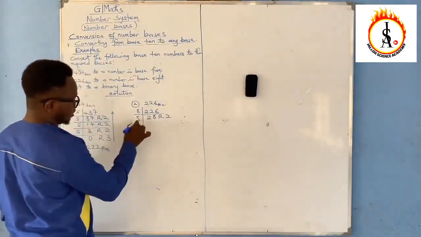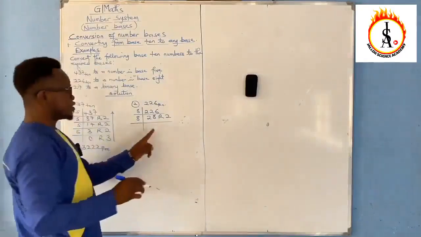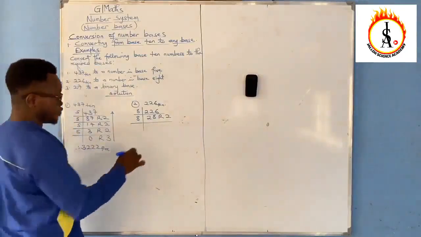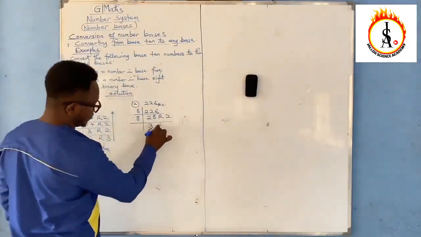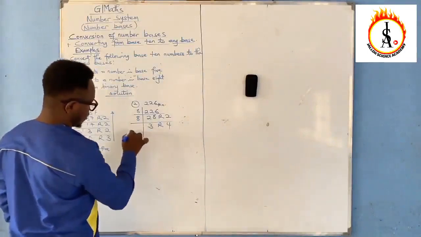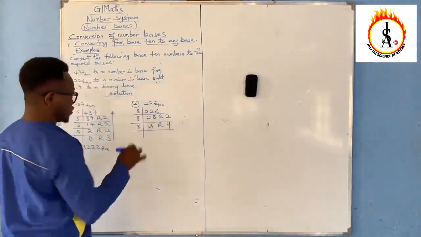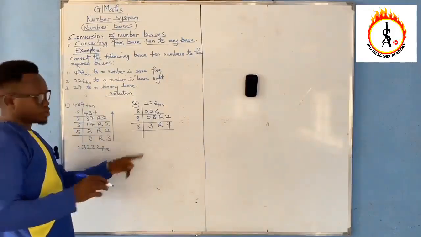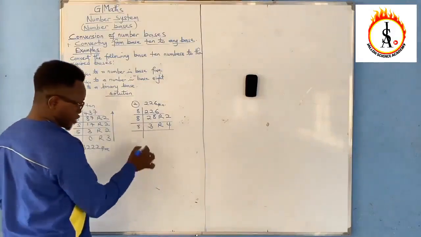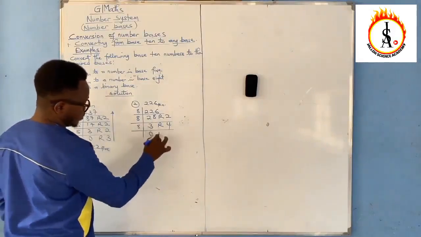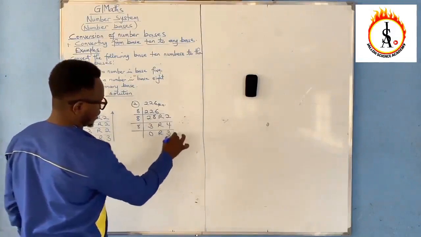And then we use 8 again. 8 into 28. 8 by 3 is 24. So 8 goes here 3 times with a remainder of 4. And then we use 8 again because our target is to divide until we arrive at 0. 8 into 3. 8 cannot go into 3. 0, and we write 3 as the remainder.